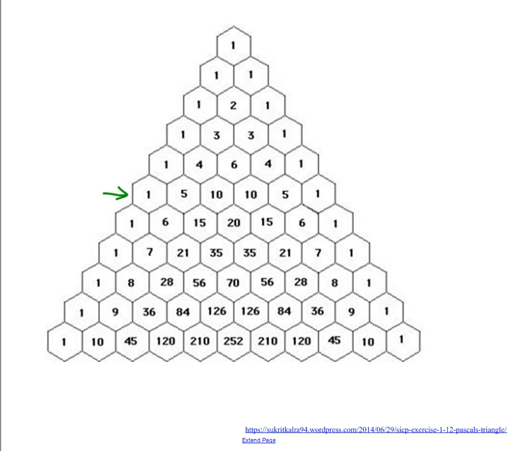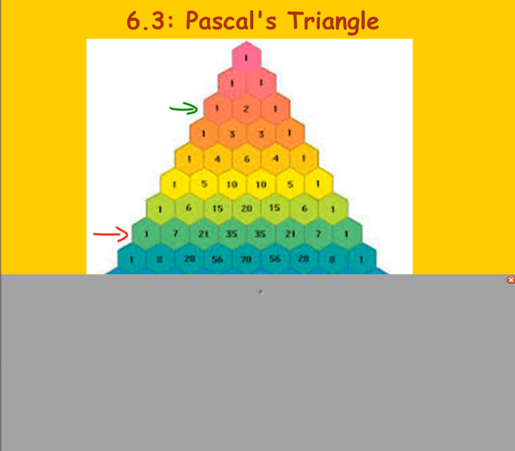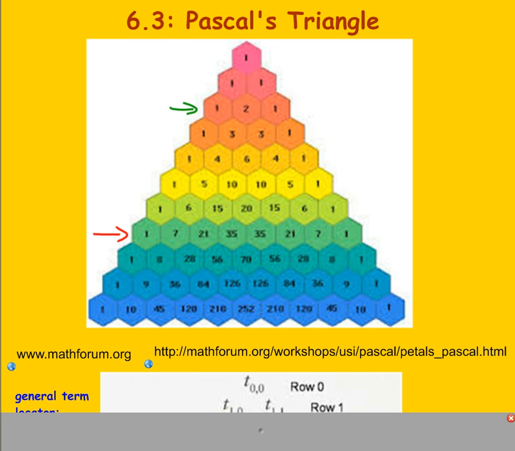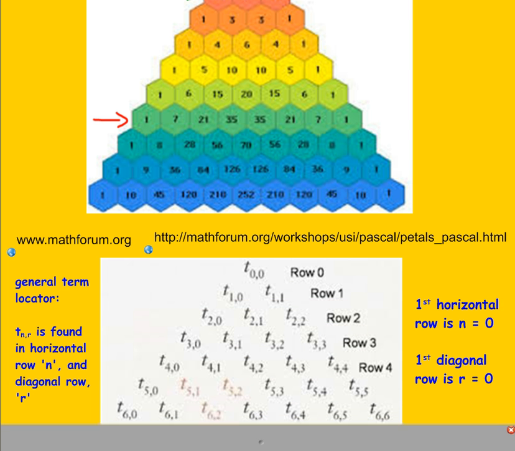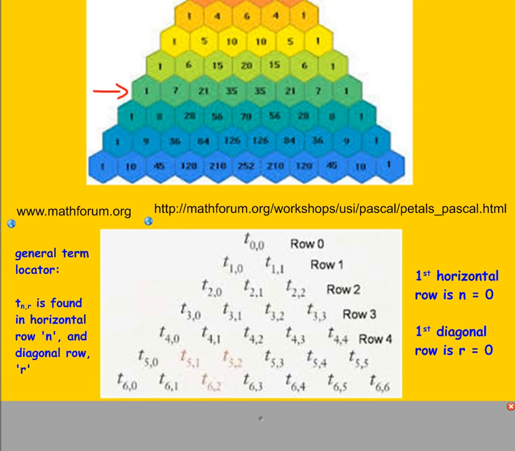Now, as it so happens, there's a specific way that we label numbers in this triangle. So I want to go back to this first slide and just spend a little bit of time talking about that. Now, there's something that you are already familiar with, which is term notation for sequences. We've used this a little bit already with explicit formulas and recursive sequences. For the Pascal's triangle array, we have what's called a general term locator.